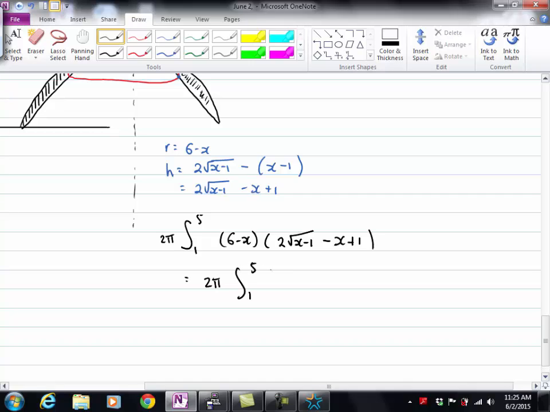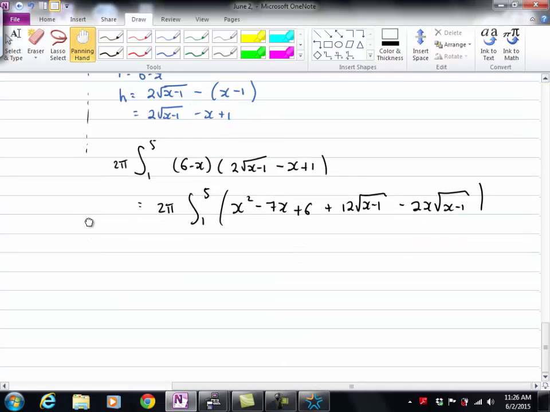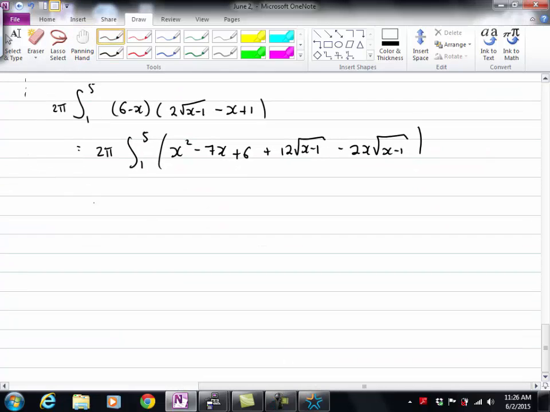I'm going to rewrite this as 2 pi integral 1 to 5. I'm going to expand all this out. You're going to get x squared minus 7x plus 6 plus 12 root x minus 1 minus 2x root x minus 1. Take a minute. I want you to compare my work with yours. Here's the next piece. Now, I'm going to take the integral of this.